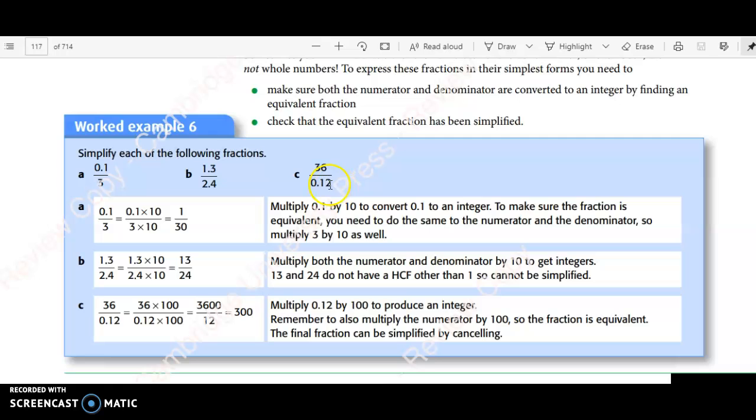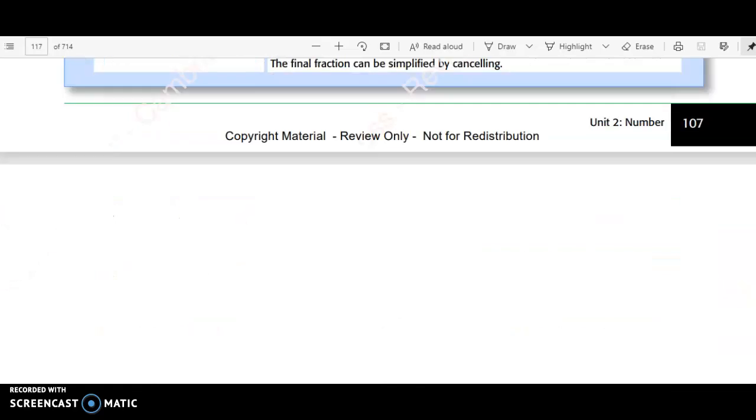How about this? Now we have 2 decimal places here, so you multiply by 100. That's why 0.12 will become 12. Yeah. We have no decimal number anymore. Okay, so you get 3,600 divided by 12.